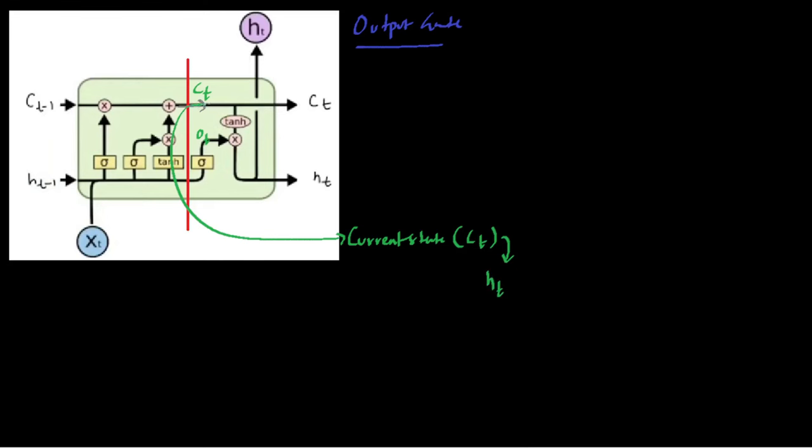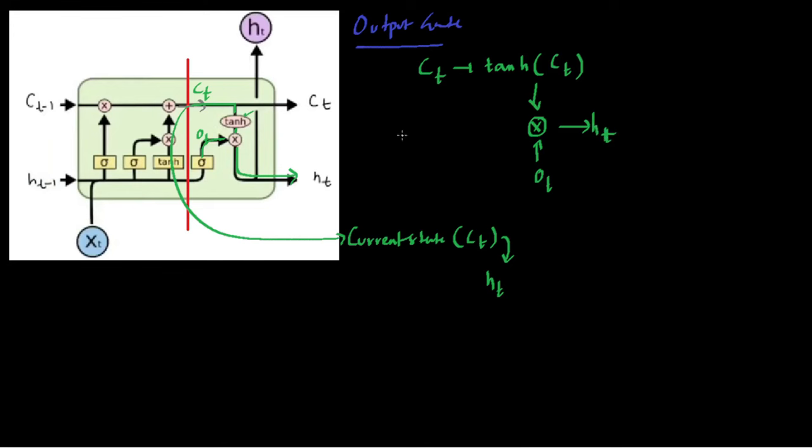Ultimately, you can see this. I will try to draw. So CT is coming from here, and then OT is coming from here, and then CT goes through a tanH layer. So basically, the flow is like this. CT goes through a tanH layer. So CT gets converted into tanH of CT, and then this part and OT. So this part goes through a cross product or a pointwise operation with OT, right? And then the output is basically HT, right?